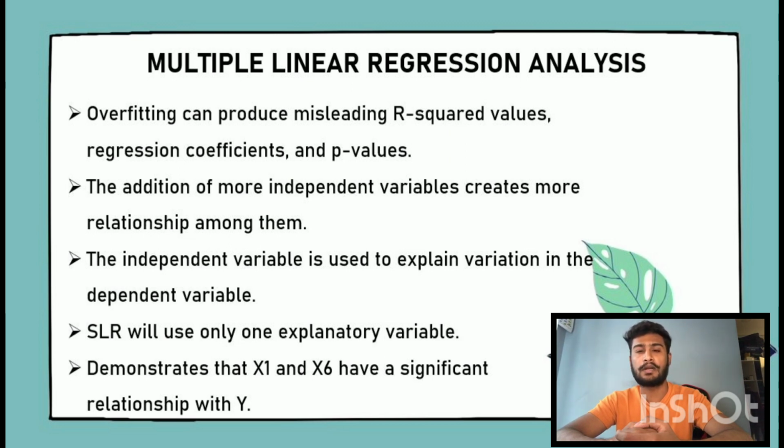In comparison to the MLR, the SLR will use only one explanatory variable. Based on the relationship between the x and y variables, it clearly shows that the data has a straight line relationship. So hypothesis testing will use the ANOVA and coefficients table as the foundation for comparing the SIG. This demonstrates that x1 and x6 have a significant relationship with y.